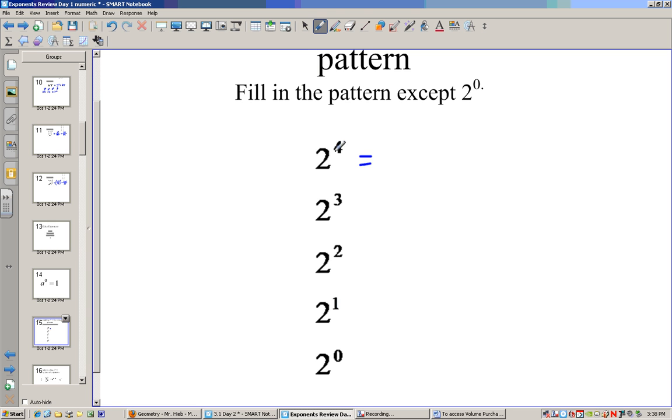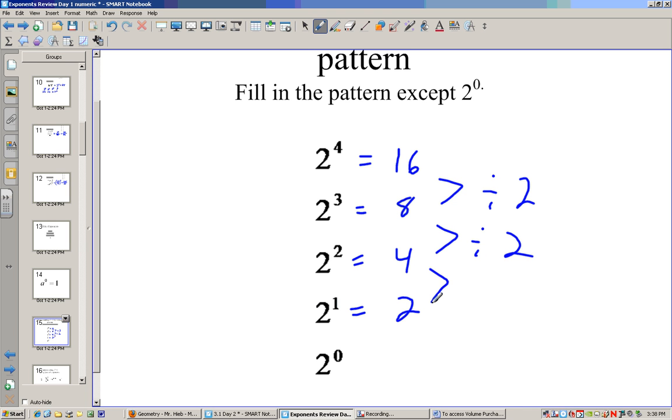So if I have 2 to the 4th, that's 16. 2 to the 3rd is 8. 2 squared is 4. 2 to the 1st power is 2. So each time I'm dividing by 2, dividing by 2, dividing by 2. So 2 divided by 2 is going to be 1.